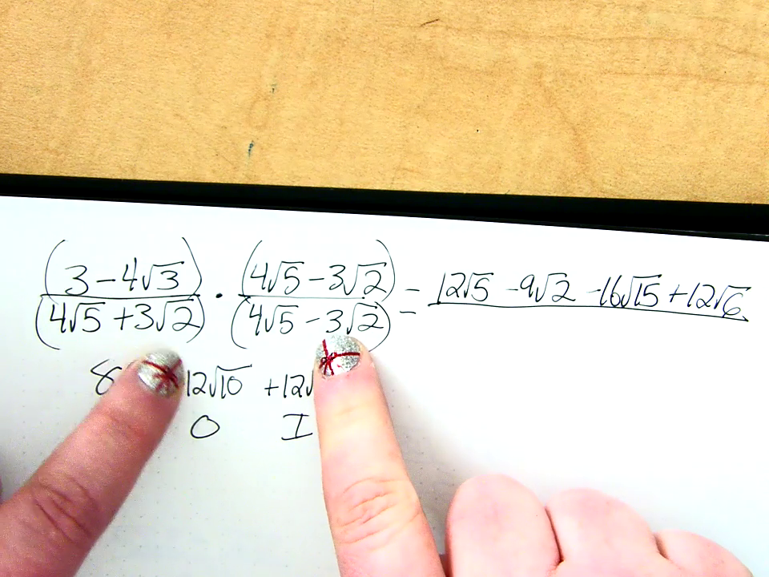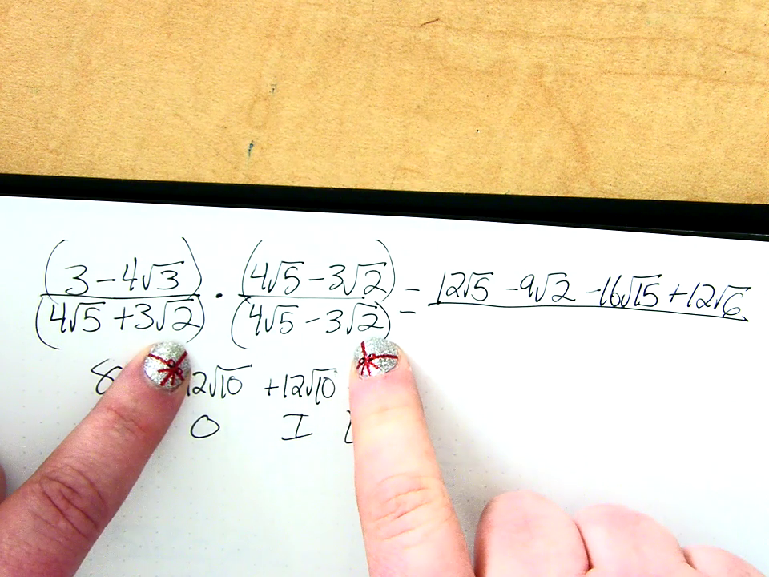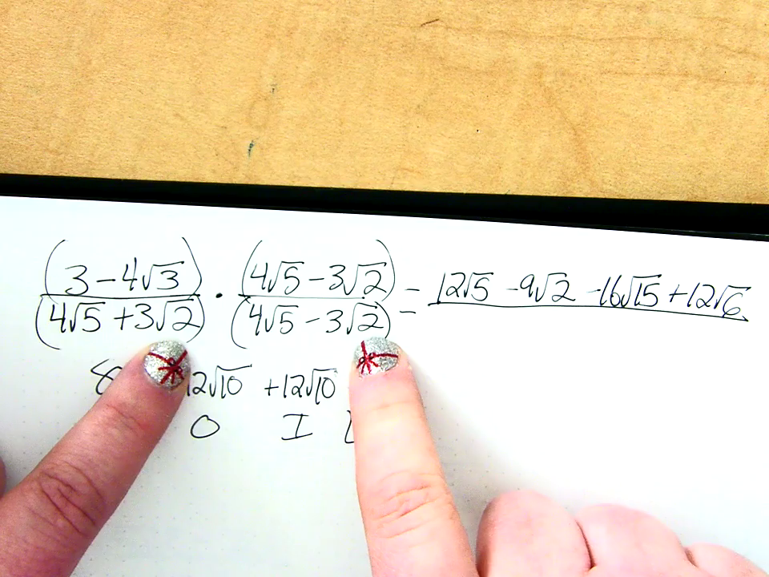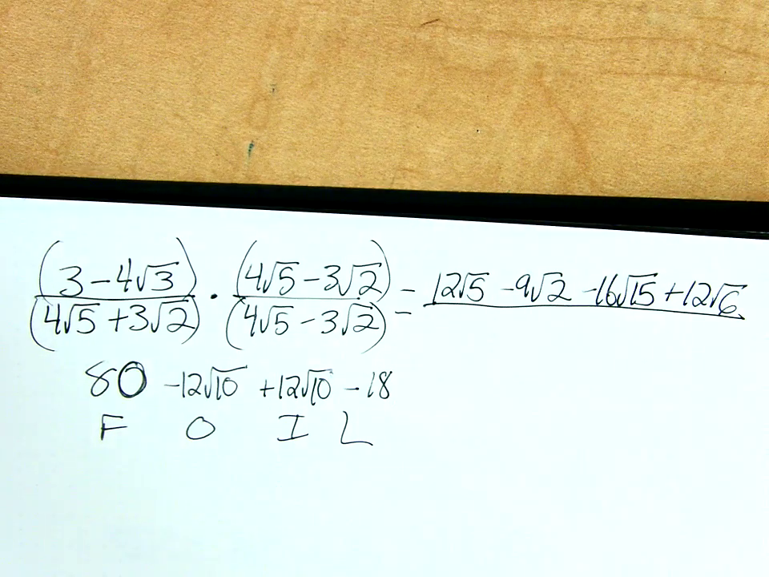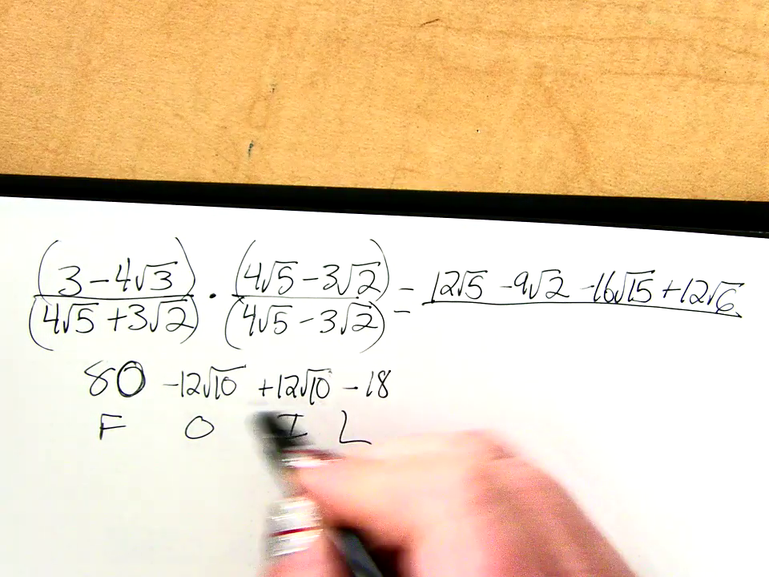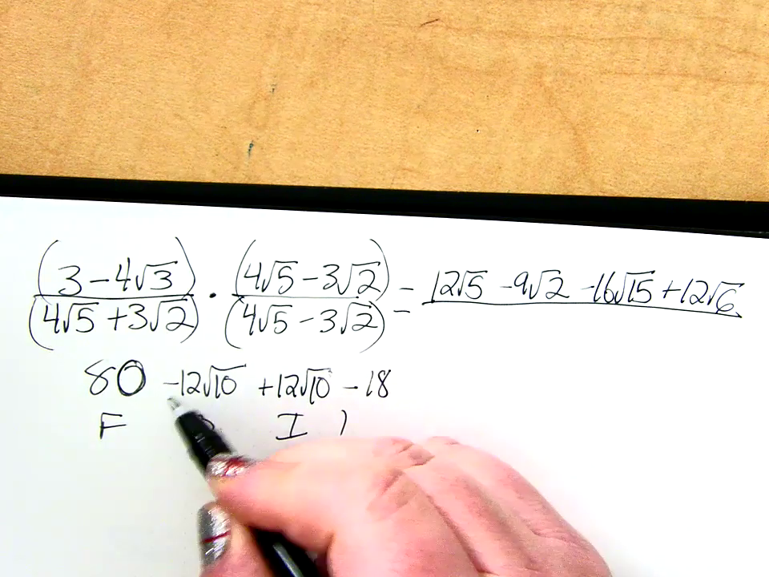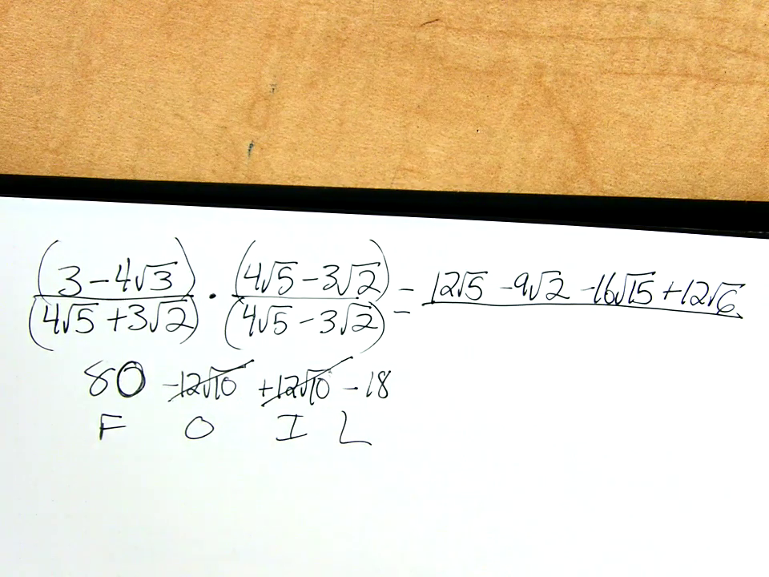All right. And then the last, I have a positive times a negative, so I know it'll be negative. 3 times 3 is 9. Root 2 times root 2 is just 2. So 9 times 2, 18, right? No way! So the two middle terms cancel each other out because it's a negative 12 root 10 and a positive 12 root 10. So I just have 80 minus 18, which is 62.